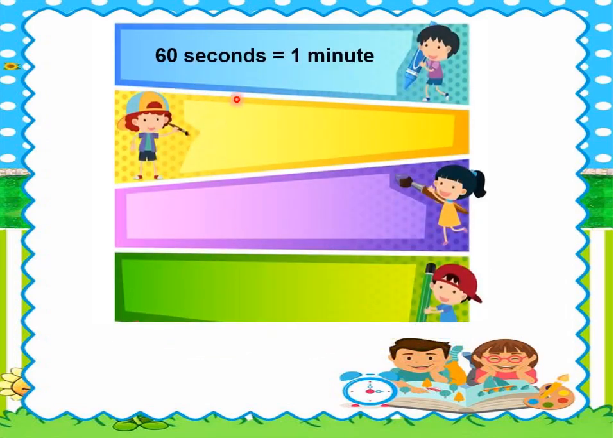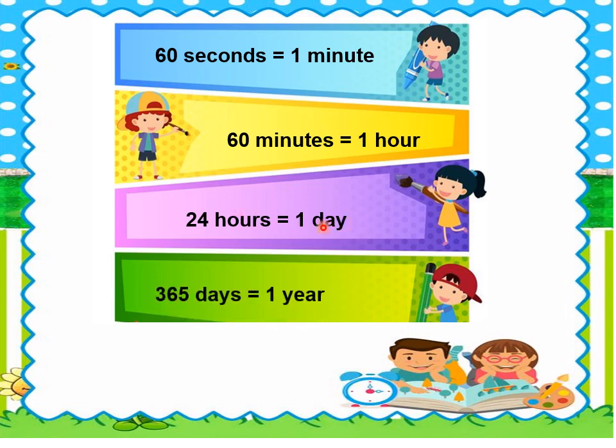So 60 seconds equal 1 minute. 60 minutes equal 1 hour. 24 hours equal 1 day. And 365 days equal 1 year.